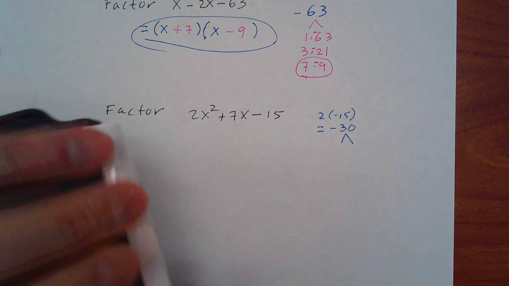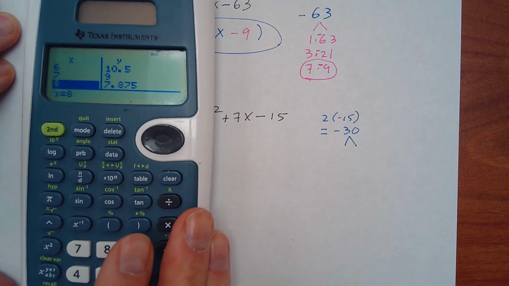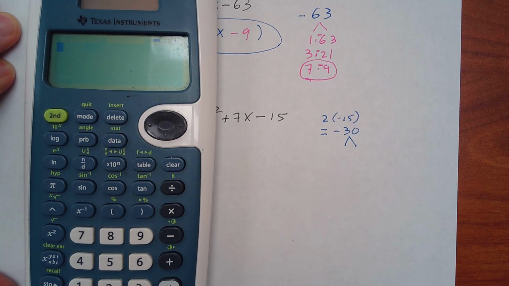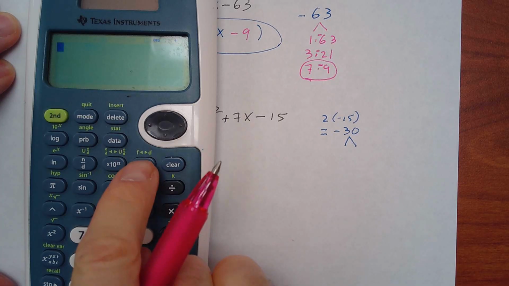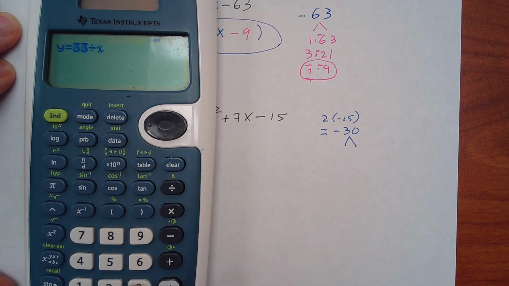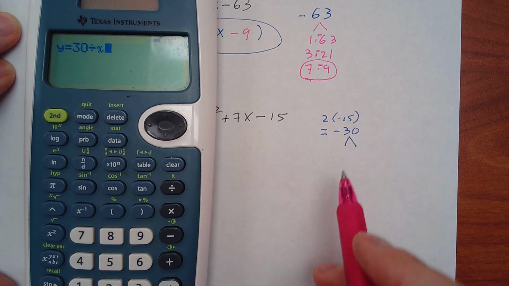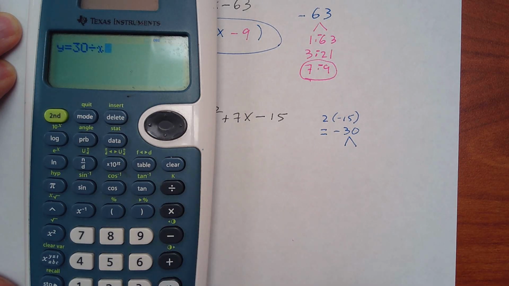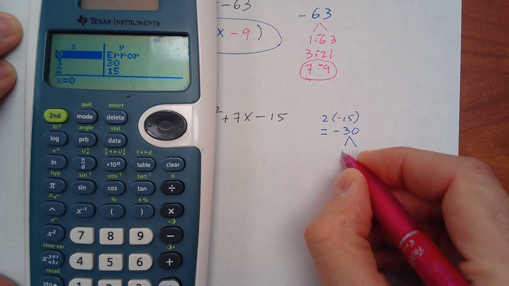So again, I'm going to go ahead and grab my calculator. And let me do second quit to get out of this. So when I go and hit my table, I'm going to type 30 divided by x. Again, I don't worry about the sign right now. We'll get the sign later. We just want to get these factors. So I hit enter. I need to start at 0. Enter, enter. Okay.